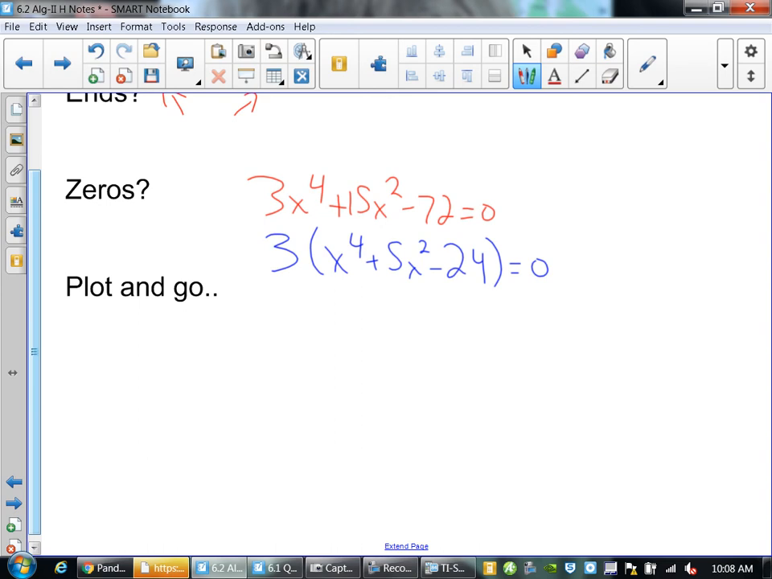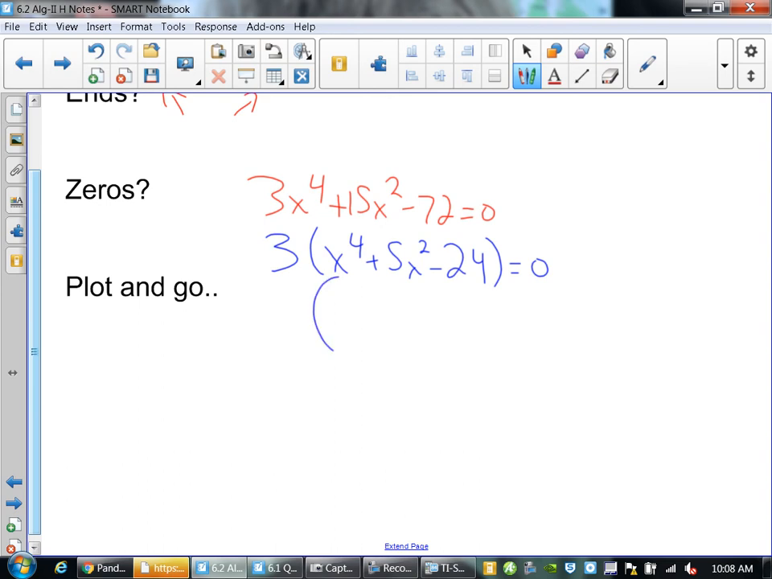Now, do you guys remember the rule if you've got a 4th degree, 2nd degree, and a constant? How do you factor that? The exact same way as you would factor x squared, x, and a constant, because isn't x squared half of x to the fourth? Yeah. Same way. So what times what is negative 24 and adds together to get positive 5? Negative 3 and 8, right?